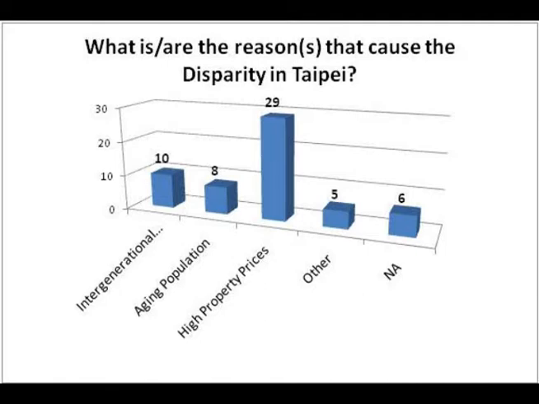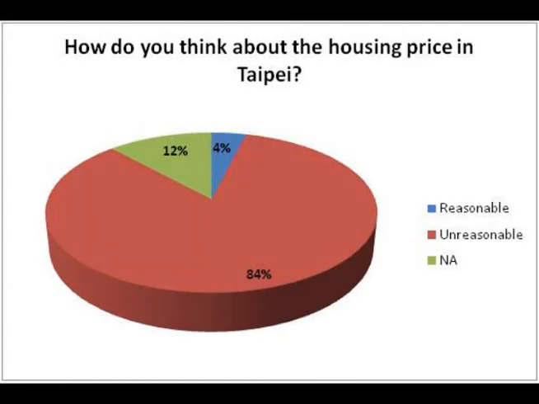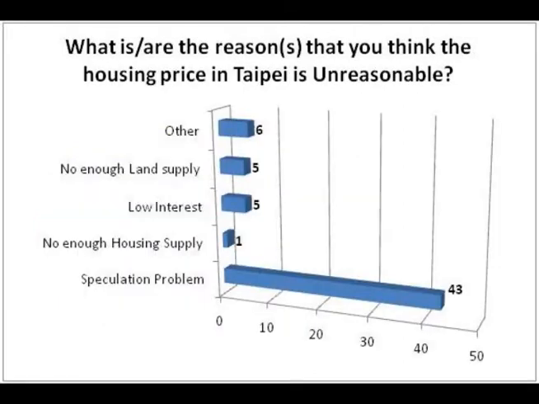The other options that were not mentioned are the political structure in Taipei, economic downturn, collusion between the government and merchants, and low employment and opportunities. As we go down again, we can see how do you think about the housing price in Taiwan, and most of them answered unreasonable. So in terms of opinion, Taiwanese think that the housing price is not reasonable.